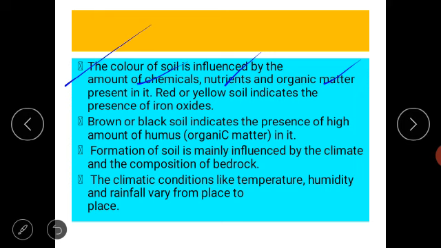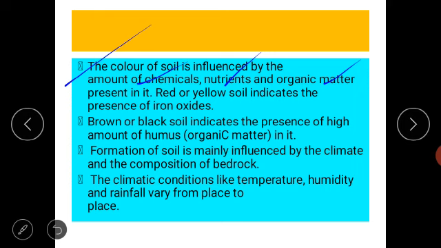Red or yellow soil indicates the presence of iron oxides. So iron oxide decides the red color or yellowish color of the soil. Brown or black soil indicates the presence of a high amount of humus. Organic matter decides the brown or black, dark color of the soil.